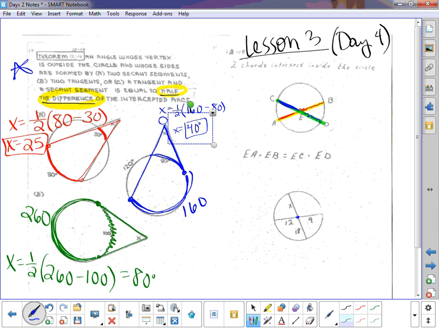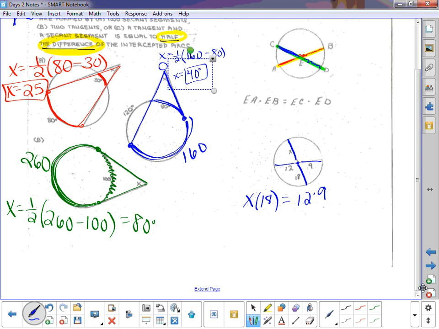We can see they intersect right there. So my step is going to be piece times piece, so x times 18, equals piece times piece, 12 times 9. Not too bad. And then we solve. Questions on the setup, though? Okay, I'm going to make this look more like an 18.